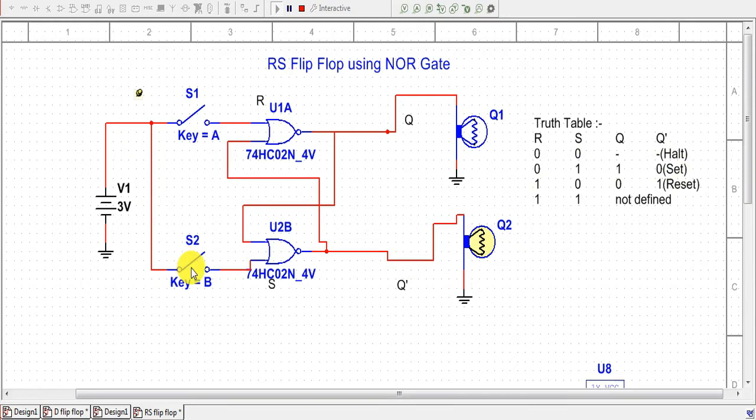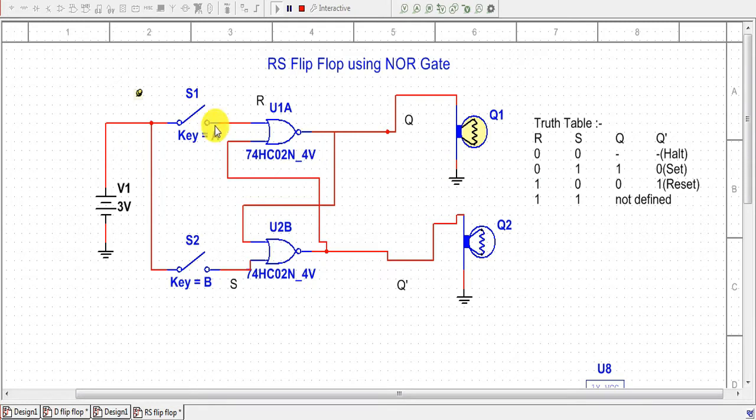As soon as we close key B, that is, we apply the signal from the S terminal, the flip-flop will be set in the S state, that is, the output of Q will be 1 and Q dash will be 0. Now if we remove the input signal, that is, if we open both the switches, the flip-flop will remain in the same state as it stores our information.